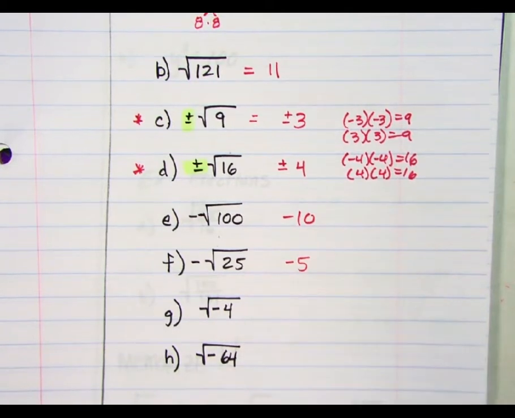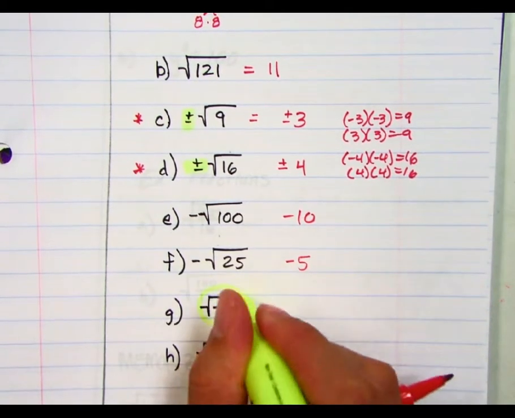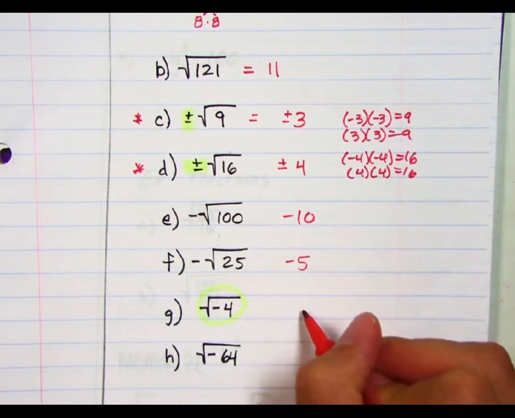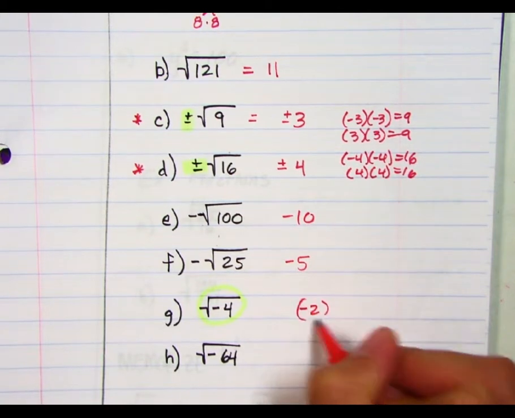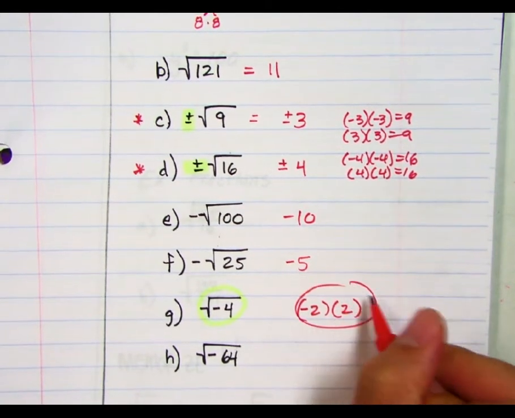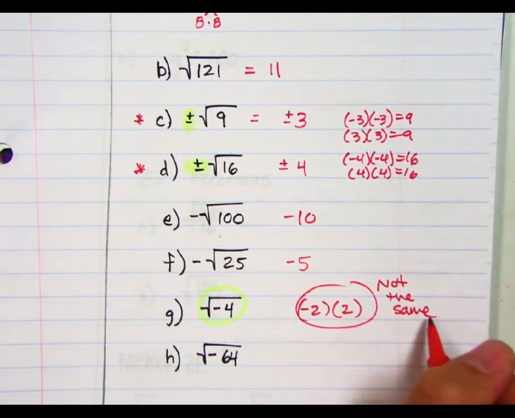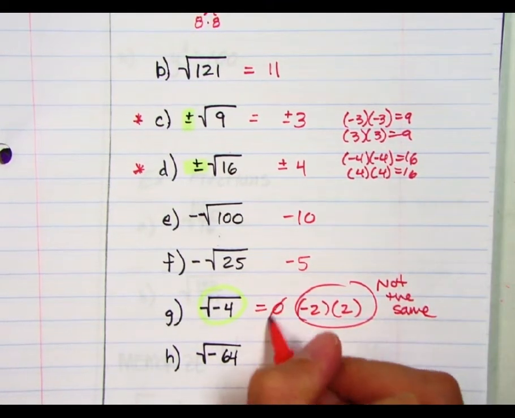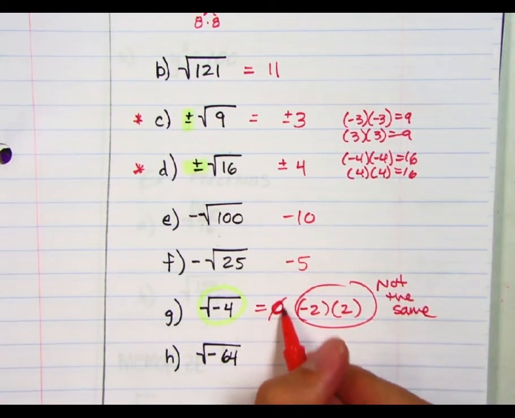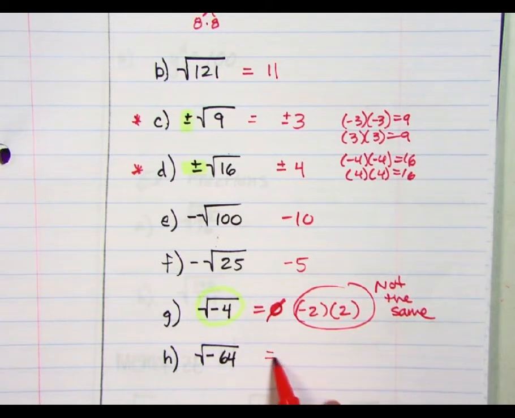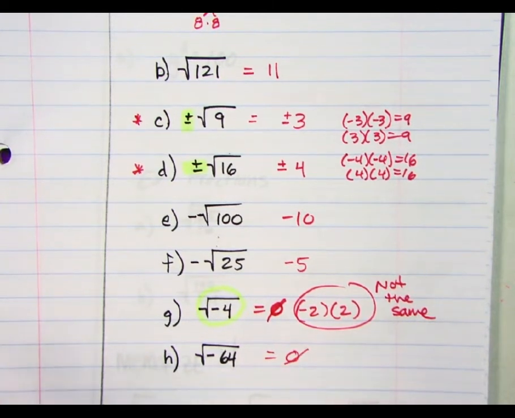Okay, problem. Big problem. Wait a minute. Negative 4. The only numbers that multiply to give you negative 4 would be negative 2 and positive 2, but they're not the same. So unfortunately, there is no solution. You can write it like that. It's like a 0 with a slash through it. No solution. Same problem over here. Look, I can't find two numbers that multiply each other to give you negative 64. They're not the same, so I would say that there's no solution to that.